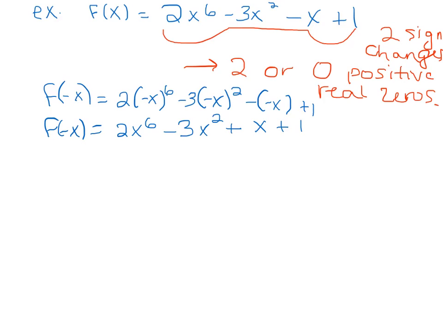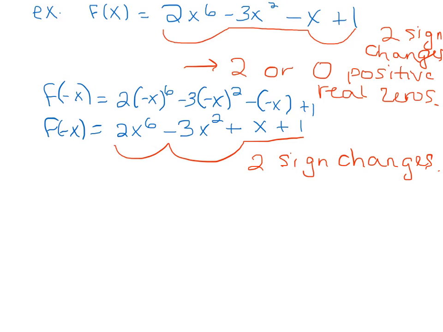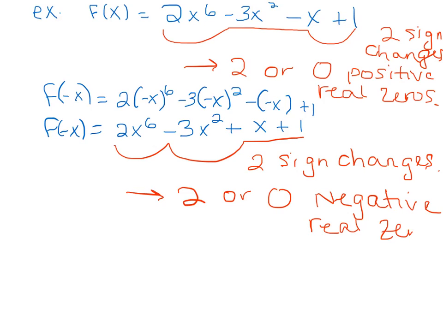So if we look at our sign changes here, I start positive and move negative, change to a positive again, and then it stays positive. So there are 2 sign changes here. Since there are 2 sign changes, that means we're going to get 2 or 0 negative real zeros.